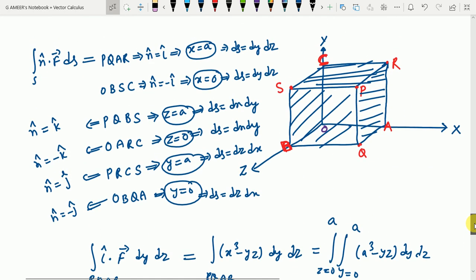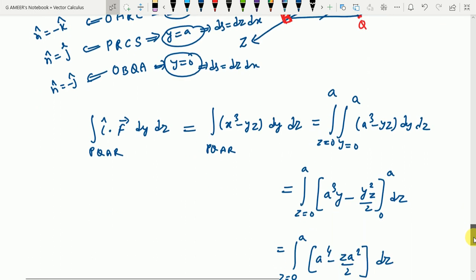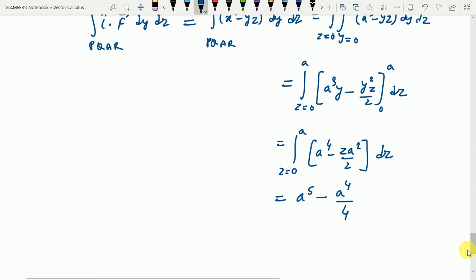Let's say for OBSC. For OBSC, if you check, n will be minus i cap. Where x is equal to 0, that means this term will not come. When I substitute x equal to 0, this will not come. Then minus yz only will come, and of course minus will come. So the first term, the a cube term, will not come, only the yz term will come. That is only the second term will come. So the integration for PQAR is over.